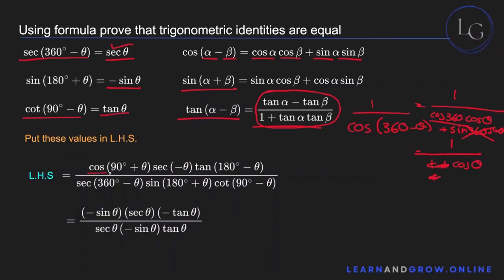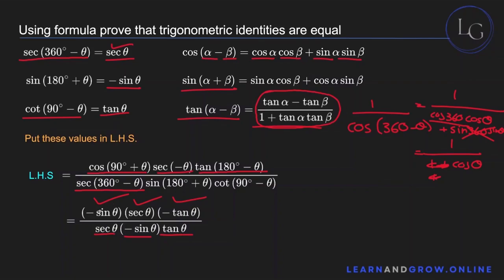We established that cos 90 plus theta is equal to negative sine theta, secant negative theta is equal to secant theta, tan 180 minus theta is equal to negative tan theta, secant 360 minus theta is equal to secant theta, sine 180 plus theta is equal to negative sine theta, and cotangent 90 minus theta is equal to tangent theta.